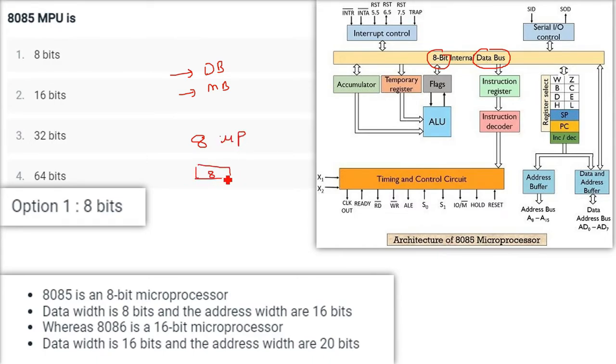The address width is 16-bit, and this 8-bit is multiplexed. Actually it is a 16-bit address bus, and the 8-bit data bus is multiplexed with it. If you talk about 8086, it is a 16-bit microprocessor. So the data width is 16 bits in 8086 and the address width is 20 bits. Let me tell you again, 8086 is 16 bits, and the address width is 20 bits.